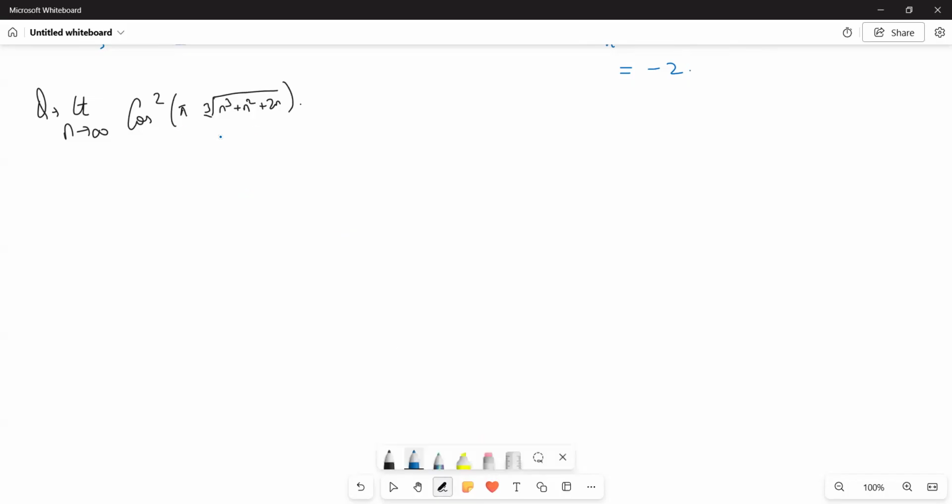To solve this, we apply a property to bring it into the infinity minus infinity form, which is basically what this question is mainly based on. We have a formula which is: if we have cos square x, then cos square x can always be written as cos square of n pi minus x, where n can be anything.